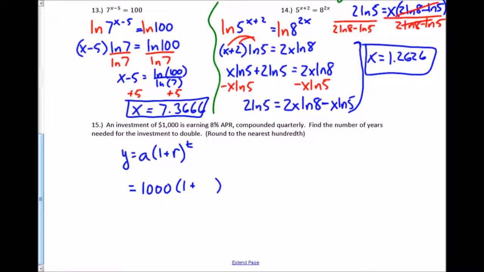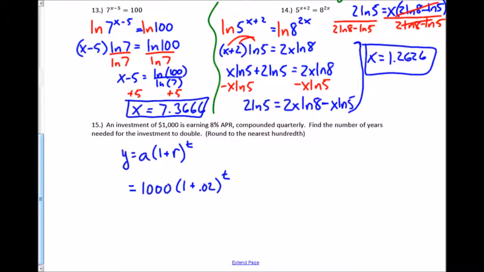The rate is 8% APR, but it's compounded quarterly. Keep in mind, APR means annual percentage rate. So if I'm getting 8% per year, how much is that per quarter? I have to divide that by 4. Okay? So I do 0.08 divided by 4, which is 0.02. So that's my quarterly rate, which means the time I'm looking for is going to come out in quarters. So just be aware of that.